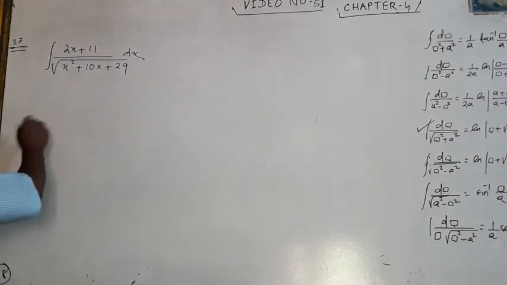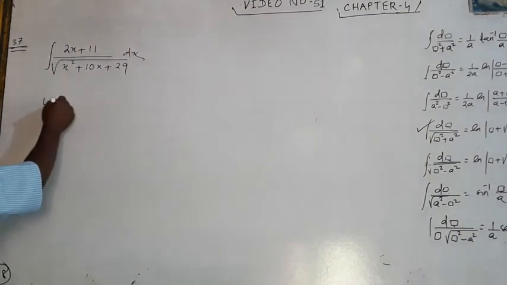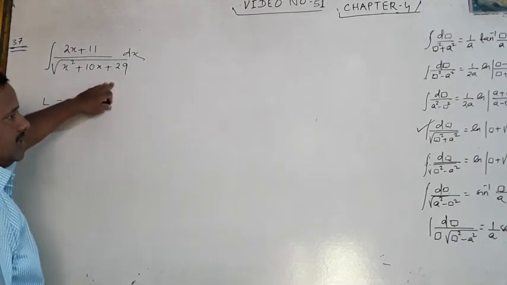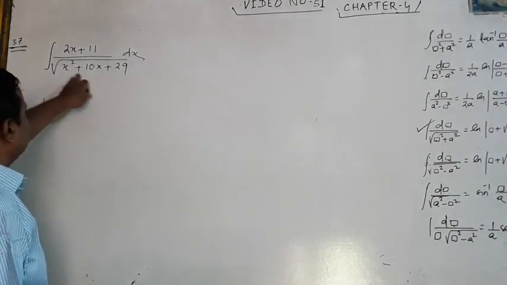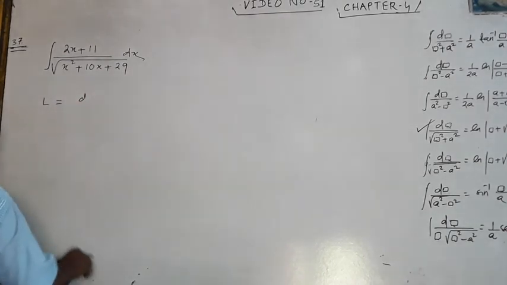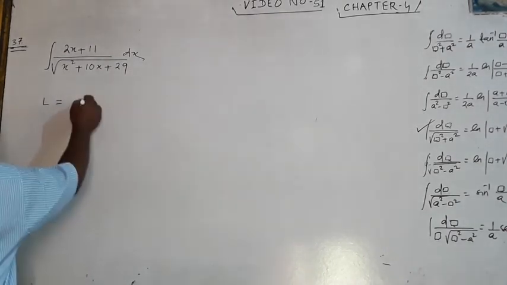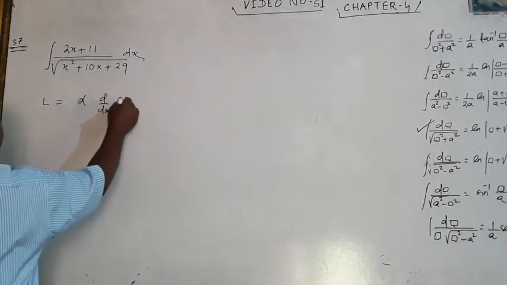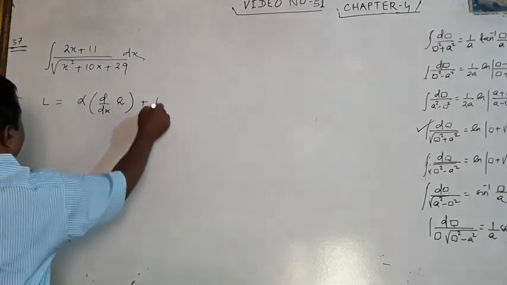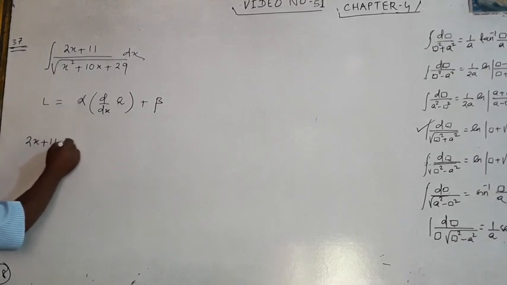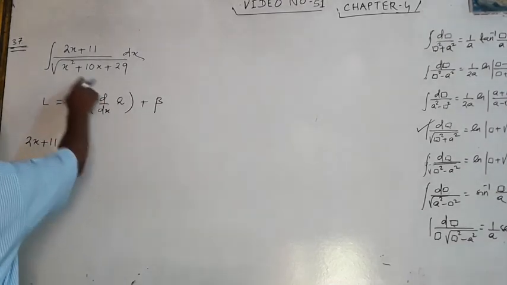What is this? This is a form. Previously I have told you it is linear by quadratic, and this is a full quadratic equation, not pure quadratic. It is full quadratic. Means linear is equal to alpha times the derivative of that quadratic plus beta. Here what is L? It is 2x plus 11. So the derivative of the quadratic is what?